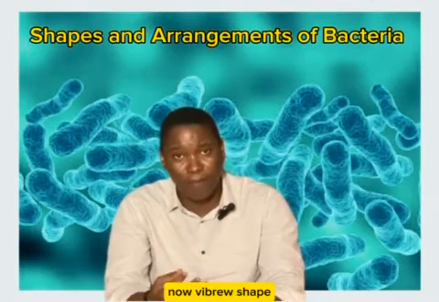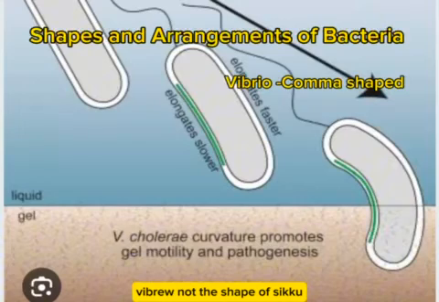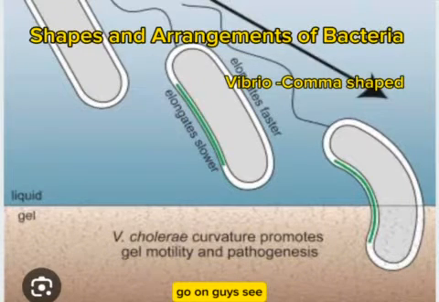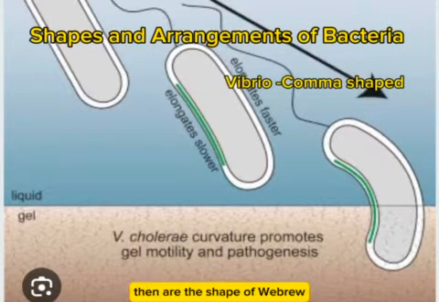The third shape na vibrio shape. Vibrio na the shape of sickle. If you know sickle wey dem dey use harvest rice, e get one kind C shape like that. That na the shape of vibrio.